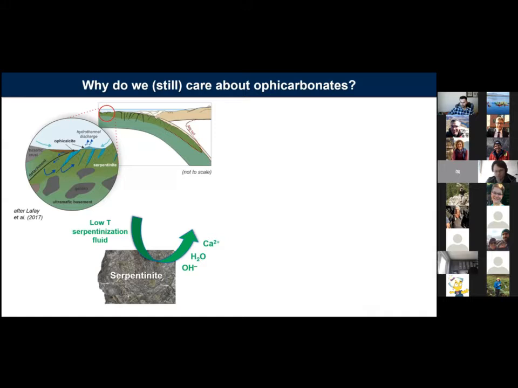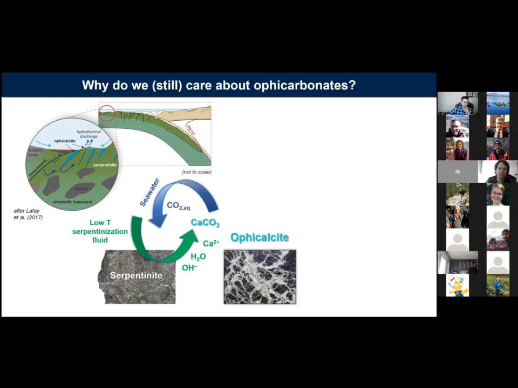So ophicarbonates form by interaction of low temperature serpentinization fluids that are alkaline and contain calcium with seawater, and those precipitate calcium carbonates in the serpentinites anywhere where serpentinites or peridotites are exhumed to the seafloor, such as slow spreading ridges or along transform faults.